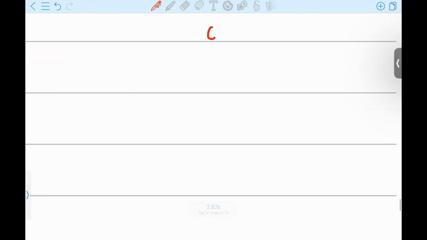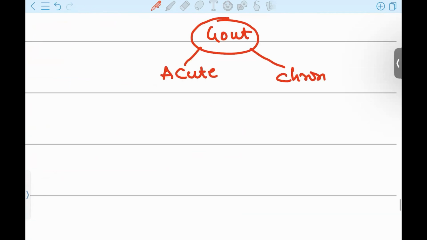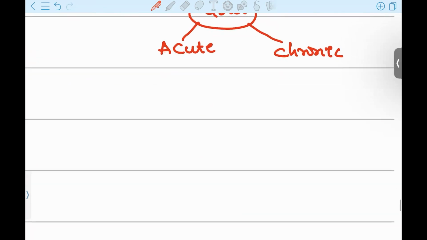Next classification is the gout drugs. In the gout drugs, there are two types, acute gout and chronic gout. The only difference between acute gout and chronic gout is that in acute gout there are normal uric acid levels in the blood. Okay. In chronic gout, uric acid levels will be increased.